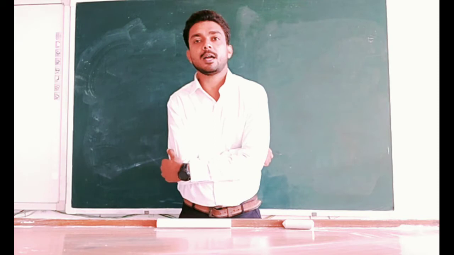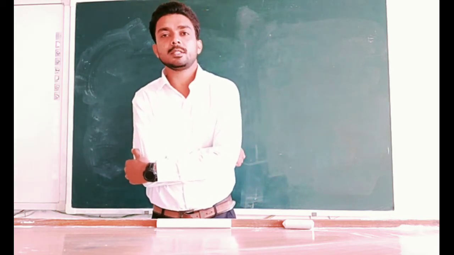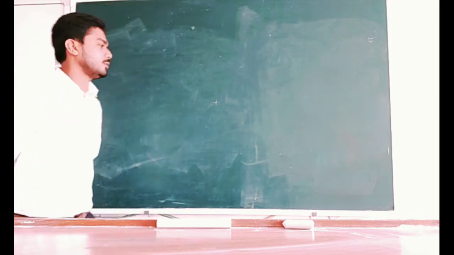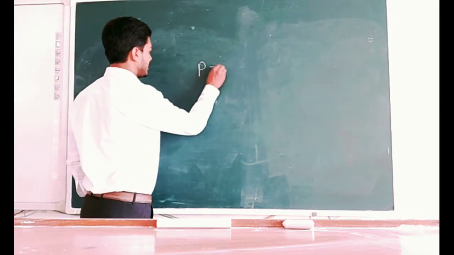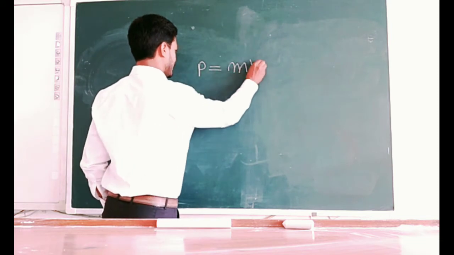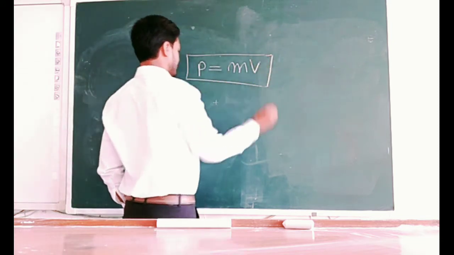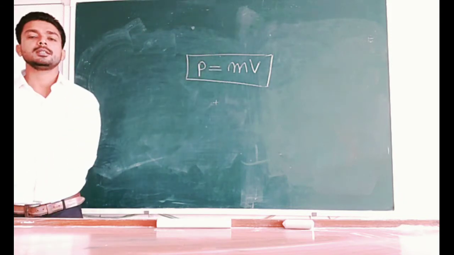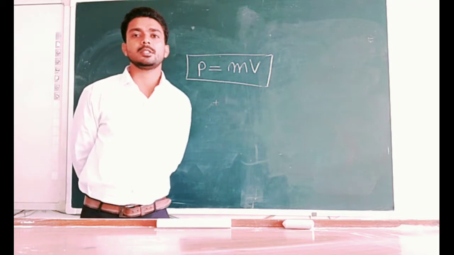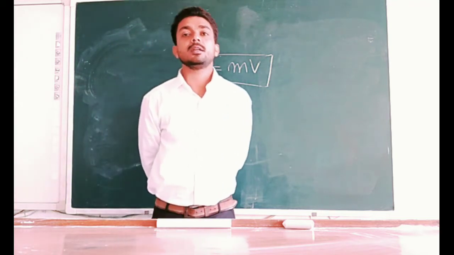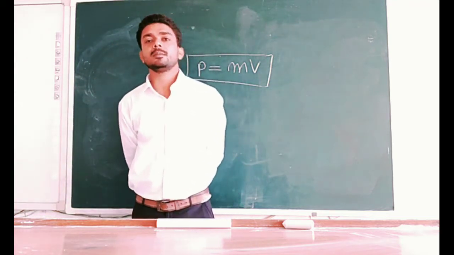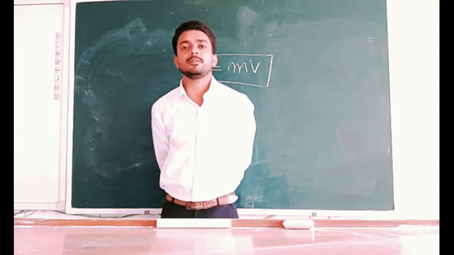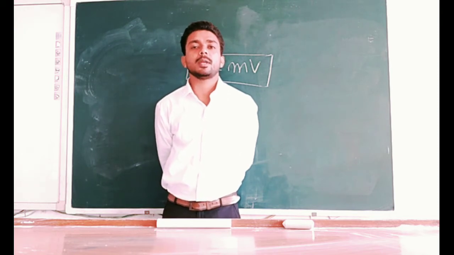We have defined that momentum P is equal to the product of mass and velocity. If a body has mass as well as velocity, then there will be a term associated with it, that is the momentum. And students, we have defined that momentum is the ability of a body to apply force.